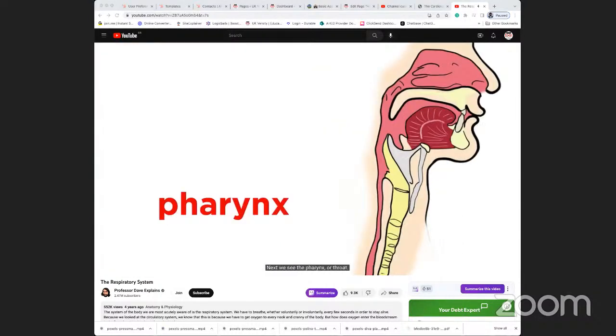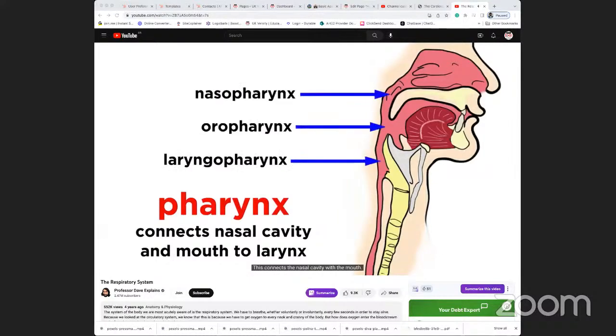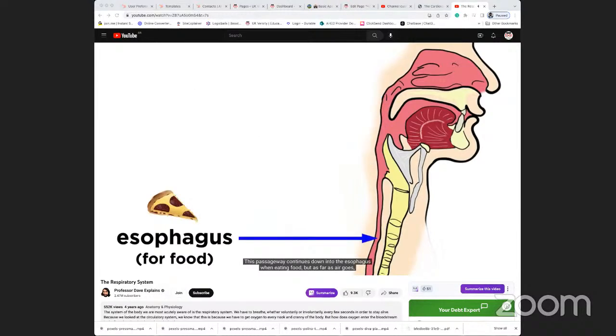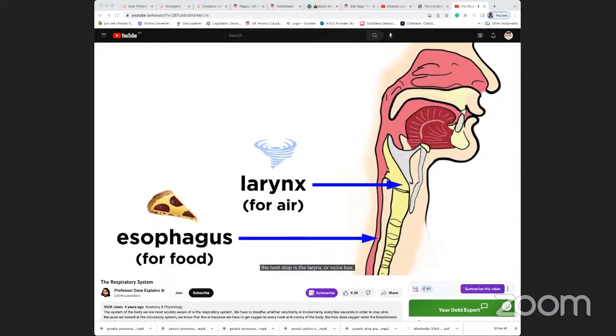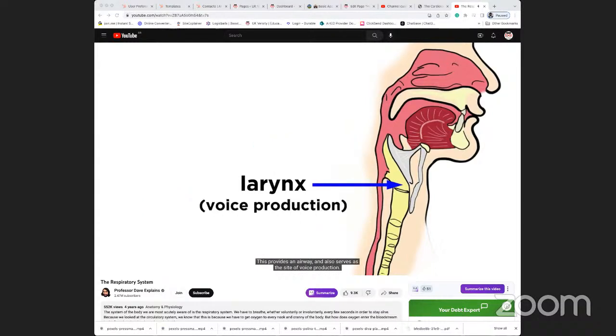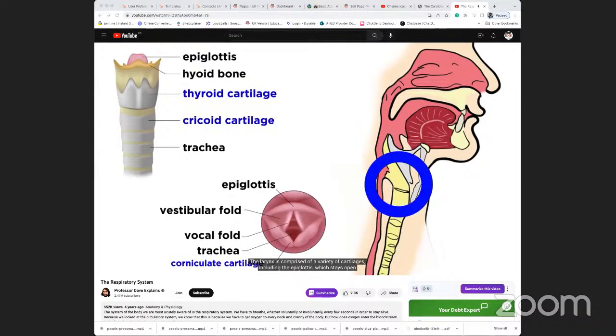Next, we see the pharynx, or throat. This connects the nasal cavity with the mouth. This has three regions, the nasopharynx, the oropharynx, and the laryngopharynx. This passageway continues down into the esophagus when eating food, but as far as air goes, the next stop is the larynx, or voice box. This provides an airway and also serves as the site of voice production. The larynx is comprised of a variety of cartilages, including the epiglottis, which stays open for airflow, but when swallowing, it will cover up the laryngeal inlet so that we don't end up breathing our food. Then we see the vocal folds and vestibular folds, which are the true vocal cords and false vocal cords, respectively. More on these structures another time.